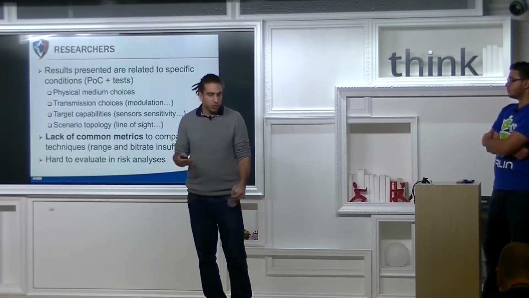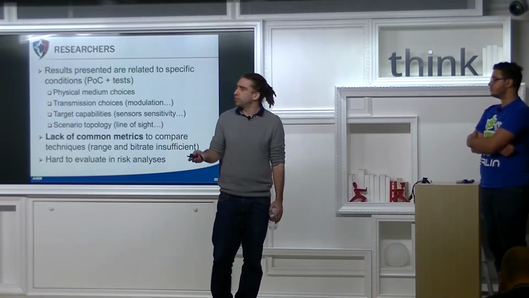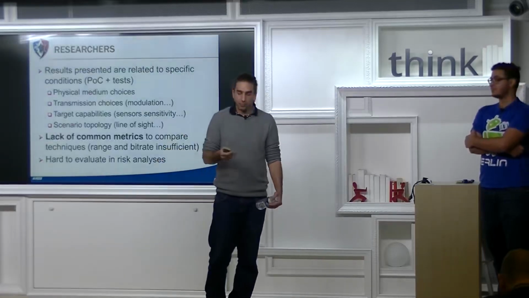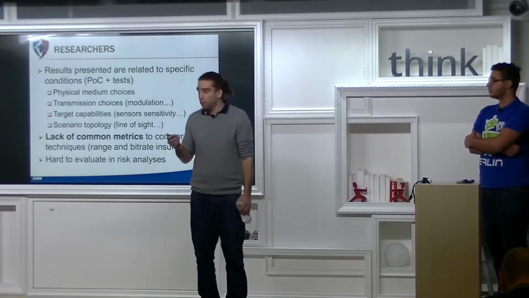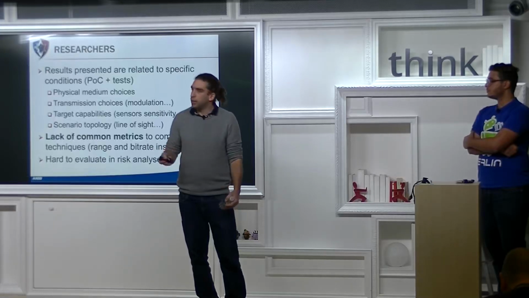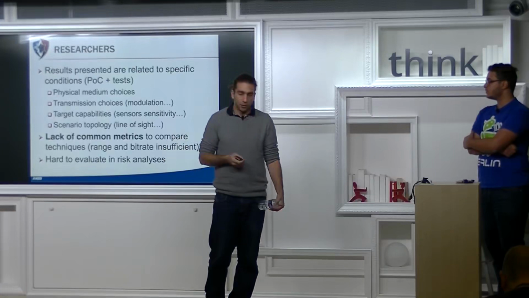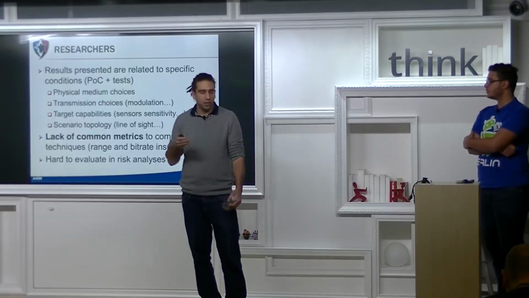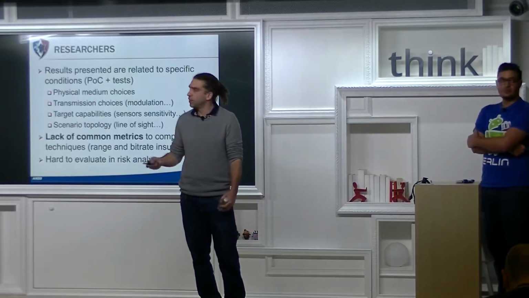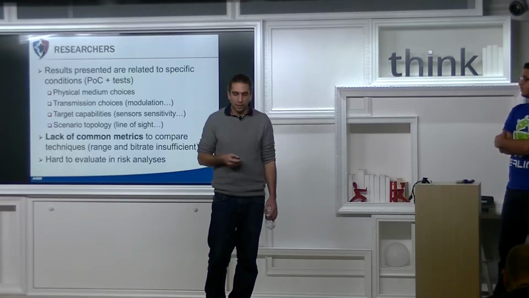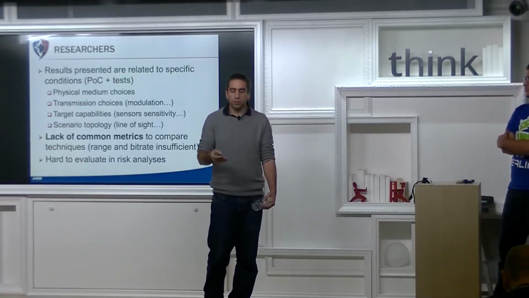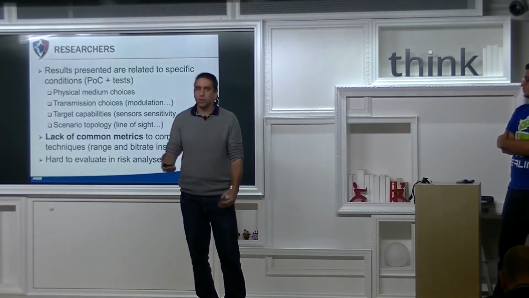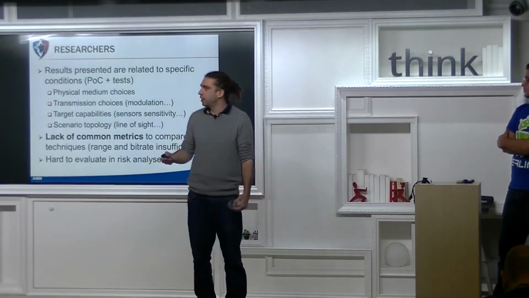Here a little word to our French researchers that do research for air gap bridging techniques. Often the results that are presented, and it's the case in the slides that we presented here, the results are highly related to the test conditions and the proof of concept. So the physical medium choices, the transmission choices, and more particularly the target capabilities. So the sensitivity of the sensors or the emissivity of the target, for example. And unfortunately, when looking at the results of these different research, it's really hard to come to a conclusion about the risk and to evaluate and estimate the risk during a risk analysis.